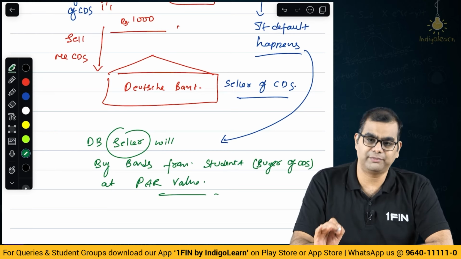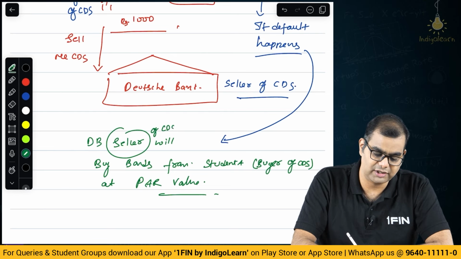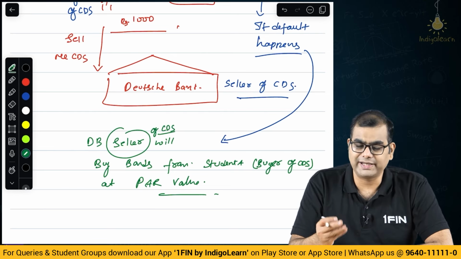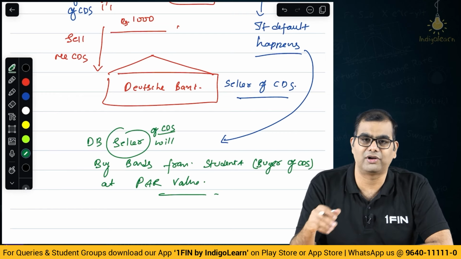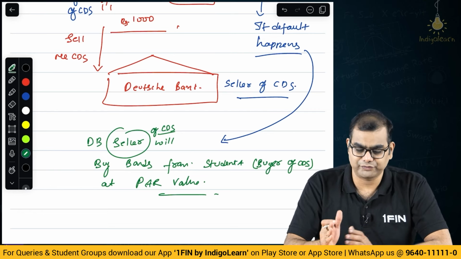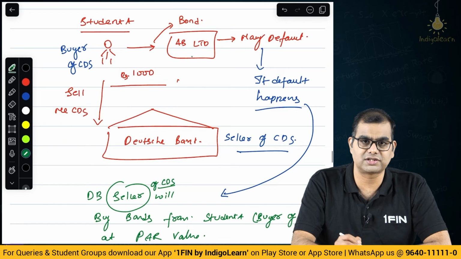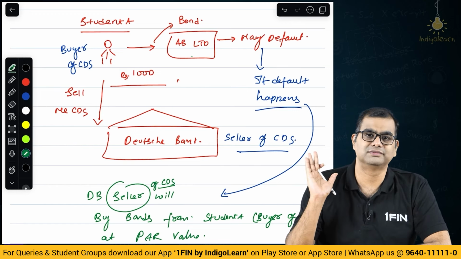After the seller of CDS, once Deutsche Bank buys the bonds, whether they get any money or not, whether they throw the bonds in the dustbin or shred them, is of no consequence to student A. Student A is buying an insurance: if AB Limited defaults, I will give you the bonds, you give me the par value of the bond.